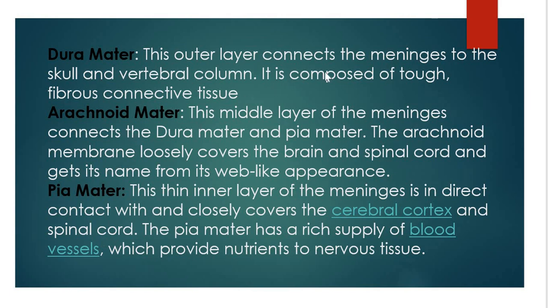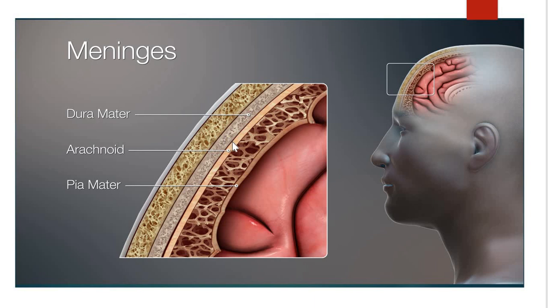This outer layer connects the meninges to the skull and vertebral column, and it is composed of tough fibrous connective tissue. Arachnoid layer, this middle layer of the meninges, dura mater और pia mater को connect करता है. The arachnoid membrane loosely covers the brain and spinal cord and gets its name because of its web-like appearance. Look here, this arachnoid has a web-like appearance. एकदम ऐसे जाल सा बना होता है. यह आपको बहुत क्लियर नहीं समझ में आएगा, थोड़ा और हायर स्टडी में समझ जाएंगे तो आपको और बेहतर डायग्राम क्लियर होगा. This is the part which holds cerebrospinal fluid also.